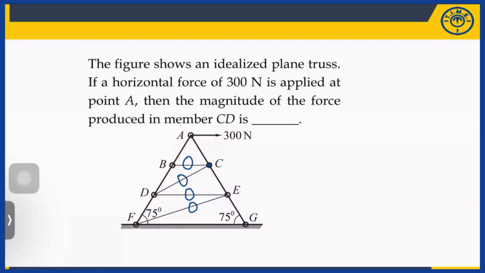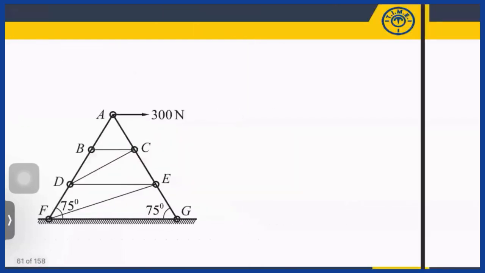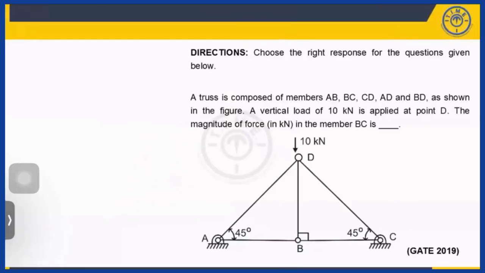But if you remember the condition, if three members are meeting, out of which two are collinear, then the force in the third member will be zero. So the force in member CD will be zero. And this question was asked in, I think, GATE 2017 or 18. Okay, one more question I'm asking that will help you.